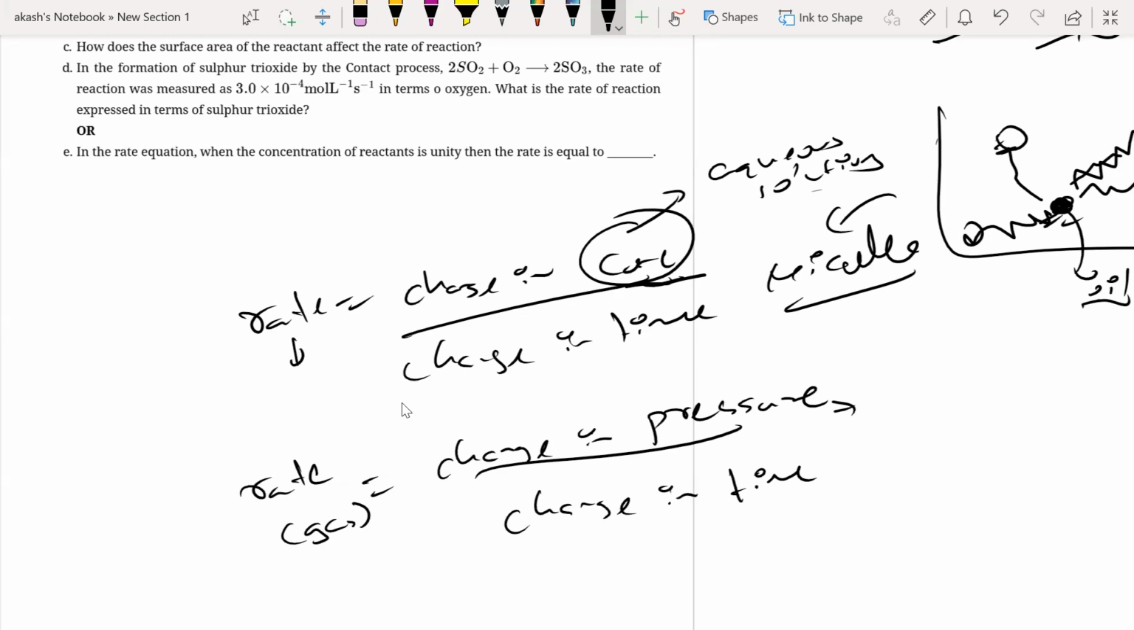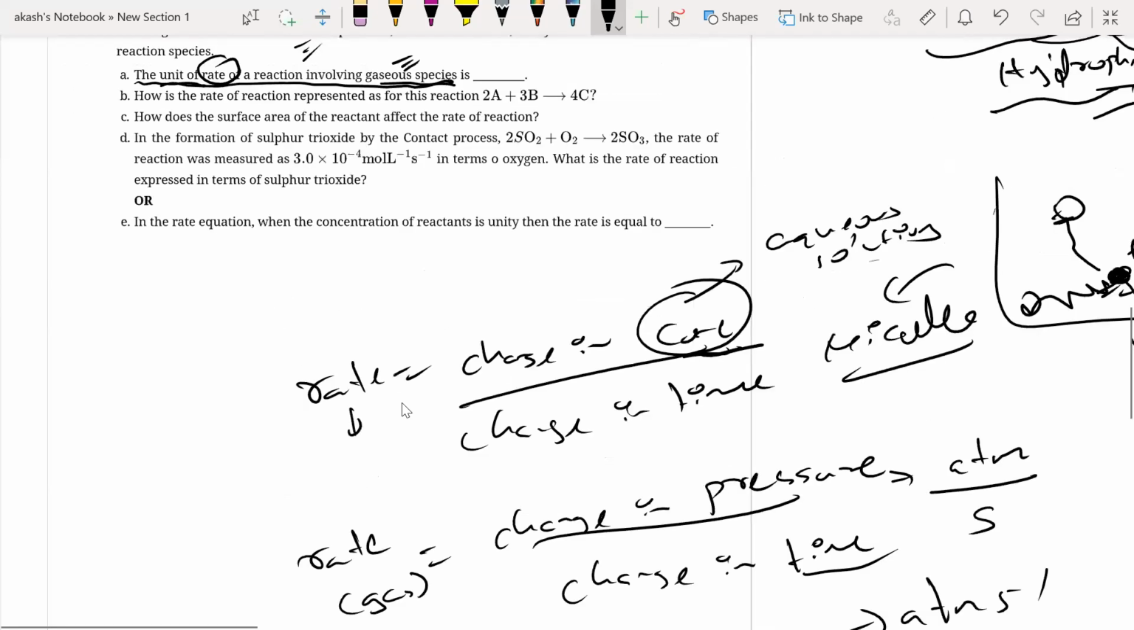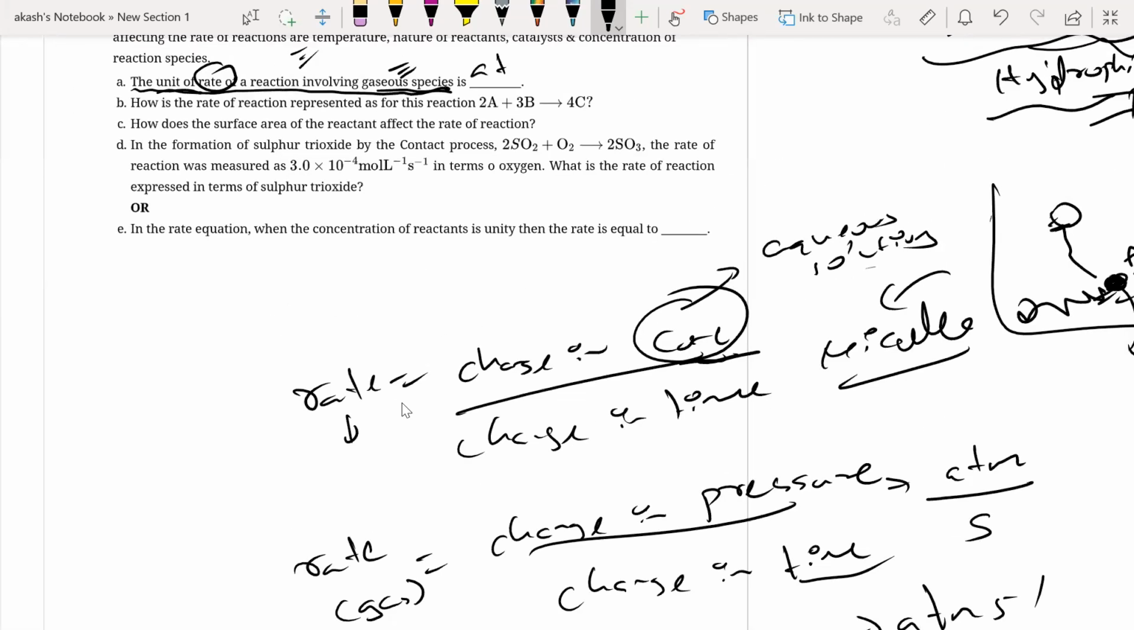Right. So pressure you can take in atm, for example, and time you will be taking in seconds. So atm per second is the answer to this question. You should write atm per second. Okay. All right. Next, how is the rate of the reaction represented for this particular reaction?